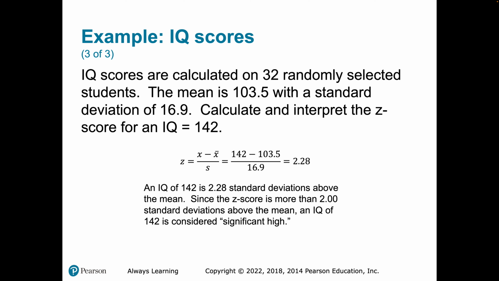So again, same song and dance. Insert 142 in for X, minus the mean, divided by the standard deviation of 16.9, and I get 2.28. So I conclude that an IQ of 142 is 2.28 standard deviations above the mean. We can even go further and say since the z-score is higher than 2, an IQ of 142 is considered significantly high or an extreme value.